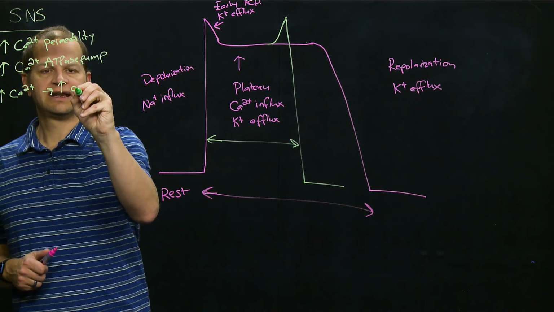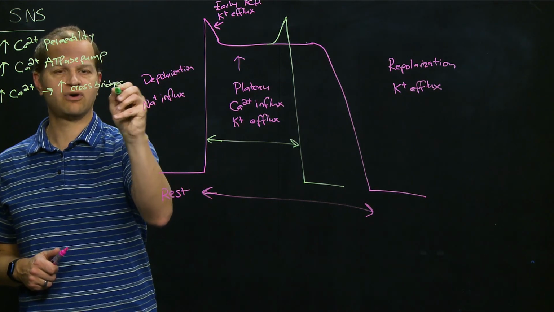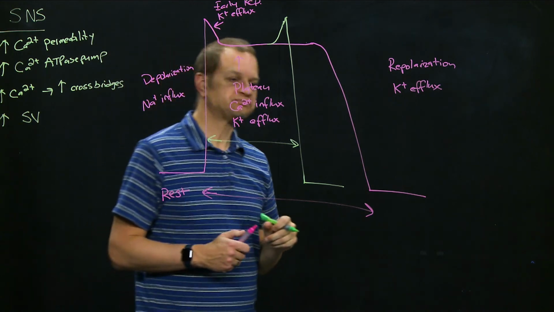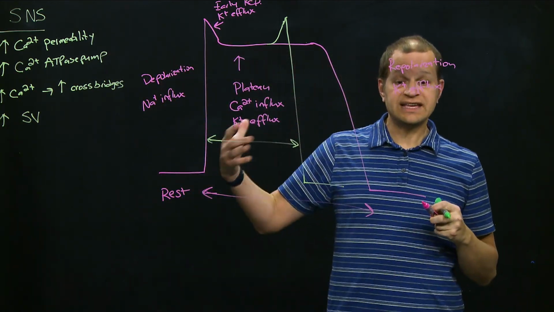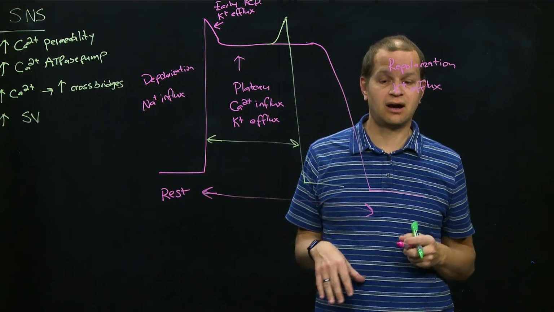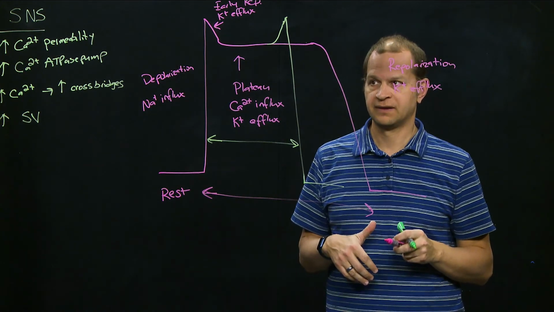Ultimately, the increase in calcium leads to more cross bridges. And as you've heard me say 1,000 times, if I have more cross bridges, I have more force. And so as a result, I'll have an increased stroke volume. This is important: the sympathetic nervous system allows my heart to pump more forcefully, which will allow more blood to exit my heart.